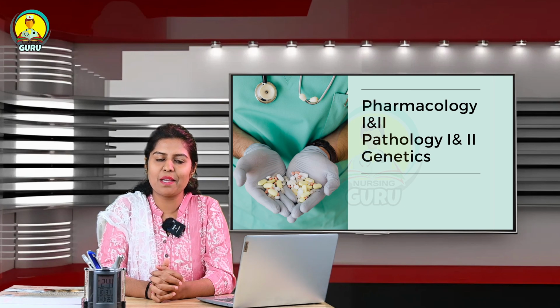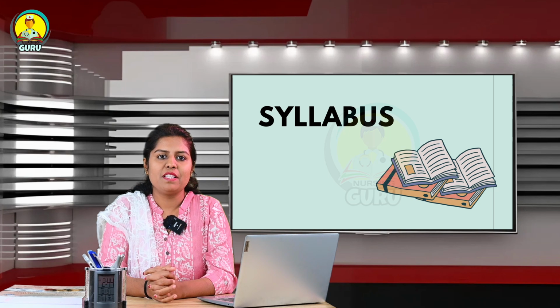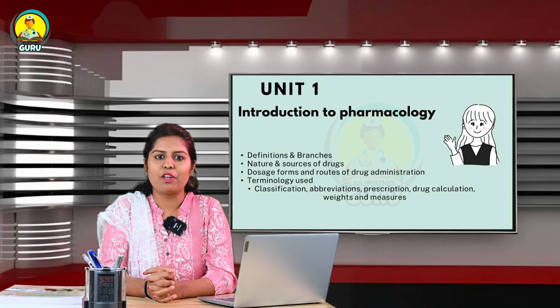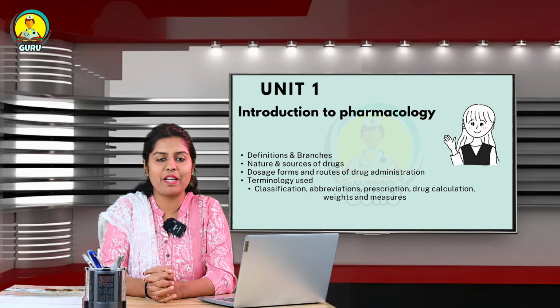First, let's discuss the syllabus. First, Unit 1, Introduction to Pharmacology. Here you have the definition and branches of pharmacology. You will study what pharmacology is and its branches, and mainly the nature and sources of drugs, dosage forms and routes of drug administration, then terminology used, classification, abbreviations, prescription, drug calculation, weights and measures. Everything you will study regarding the drugs.